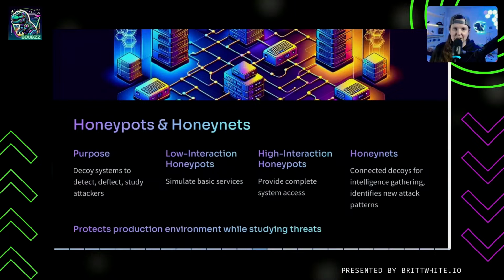Now, we discussed these honeypots and honeynets more in depth during session 15 of this study group, when we covered exam objective 4.2 if you need to go back and refer to that session.